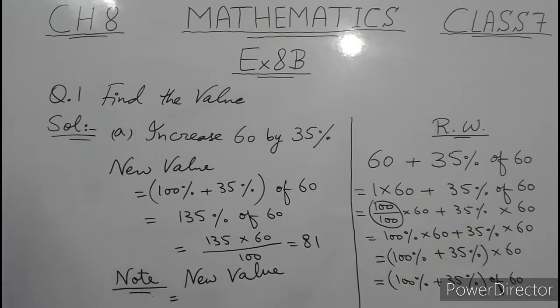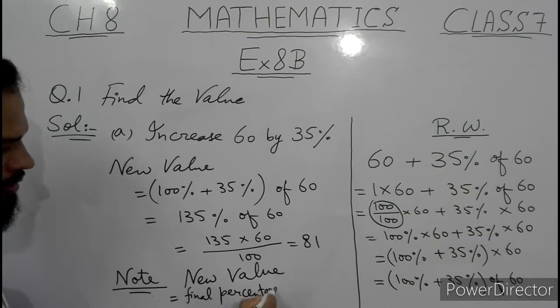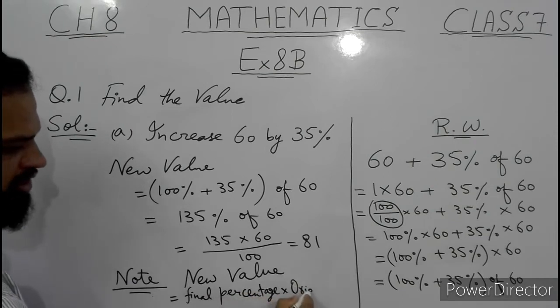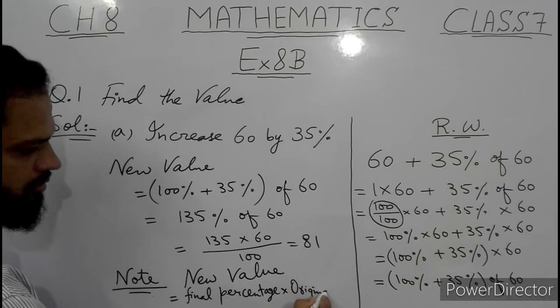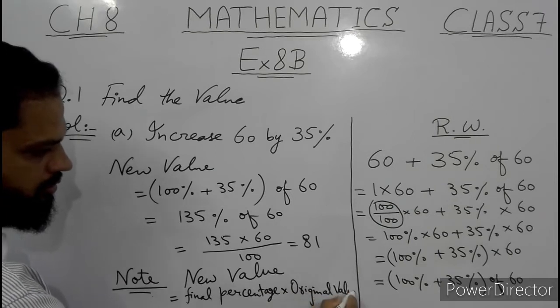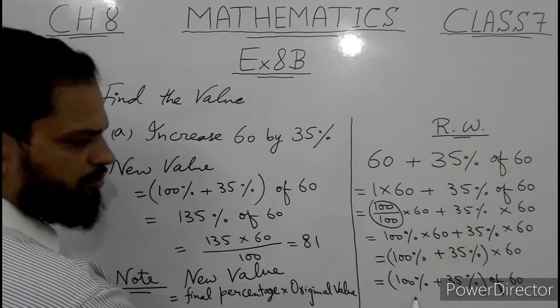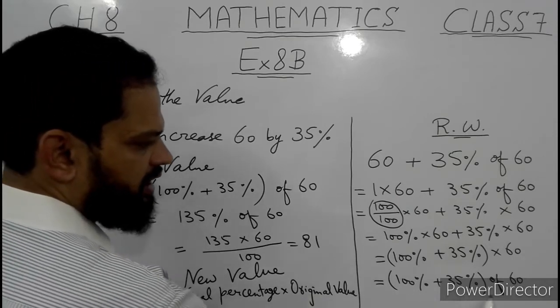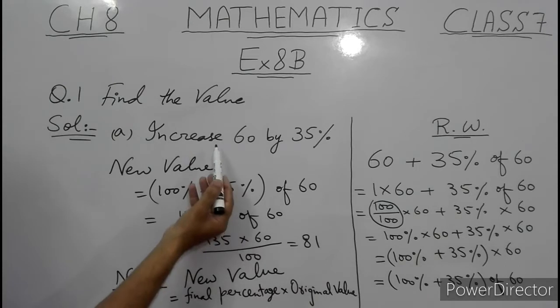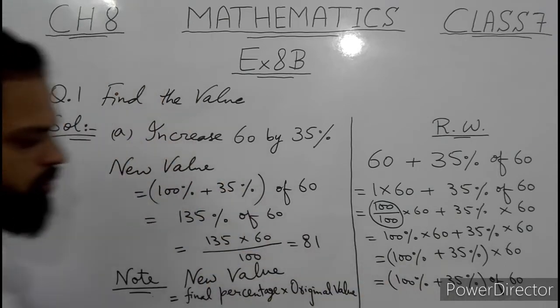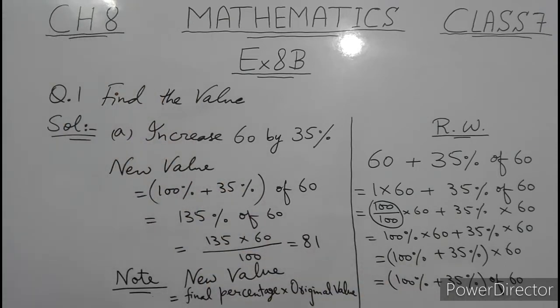So an important point is: new value is equal to final percentage multiplied by original value. Like in rough work, the final percentage is 100% plus 35% and the original value was 60, which we want to increase.